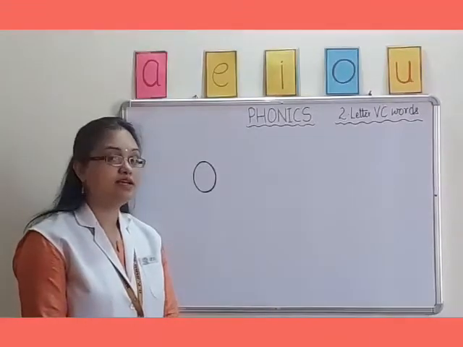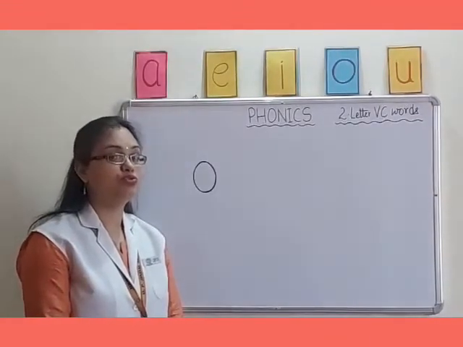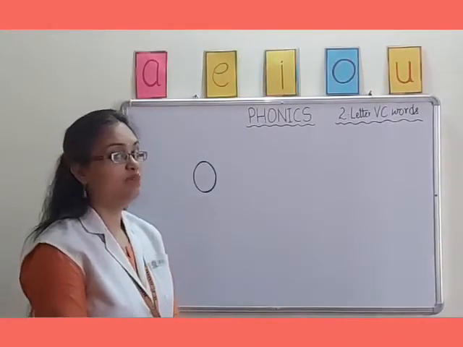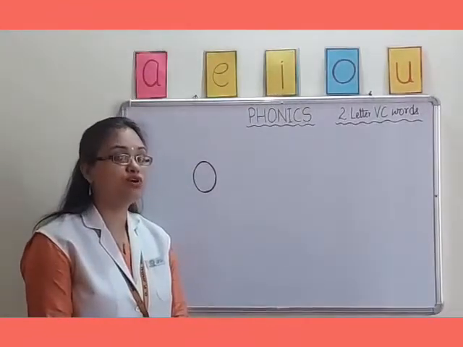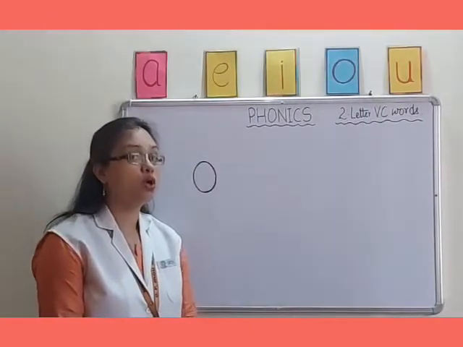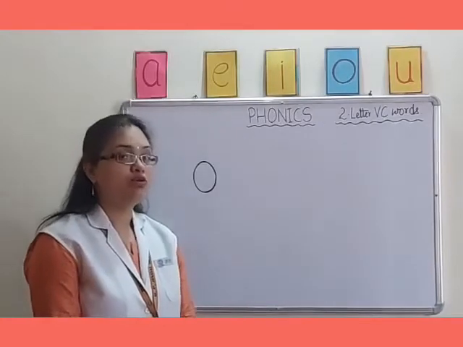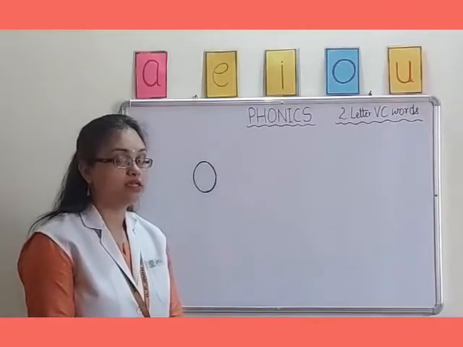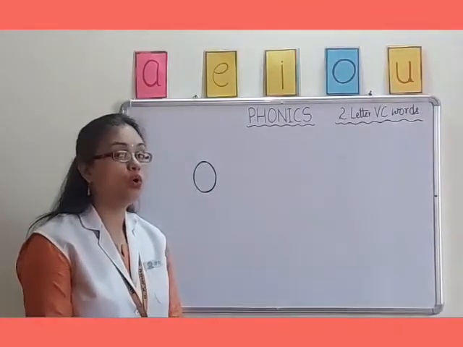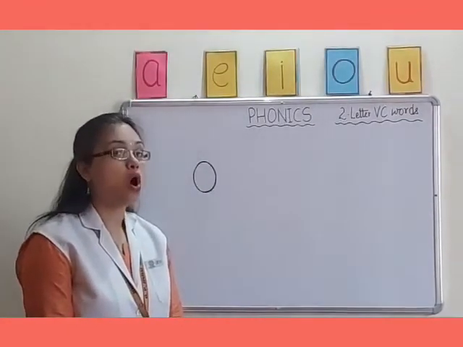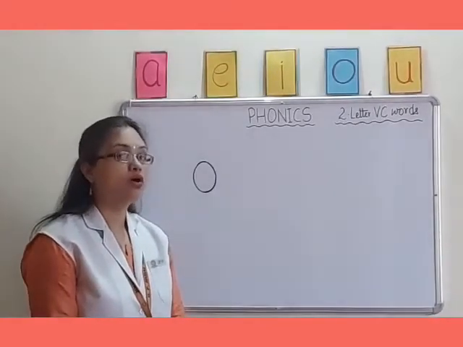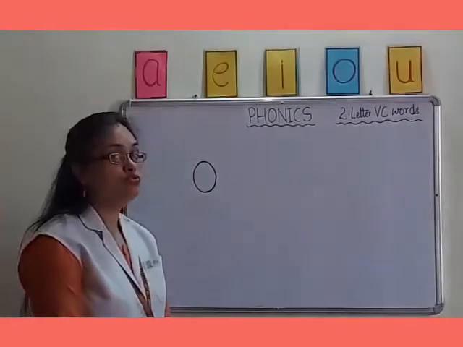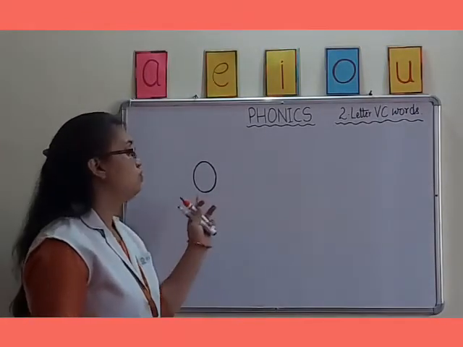Today in this class we are going to learn about two letter words starting with vowel O. Yes, today we will blend the sound of consonants with vowel O. So first of all, sound of vowel O is O. Yes, the short vowel sound of O is O. Octopus, O. Orange. Okay children, so today we will blend sounds of consonants with the vowel O.